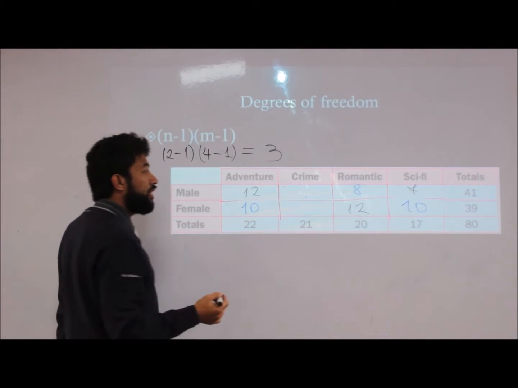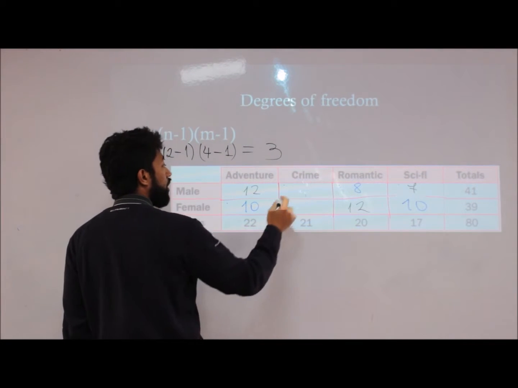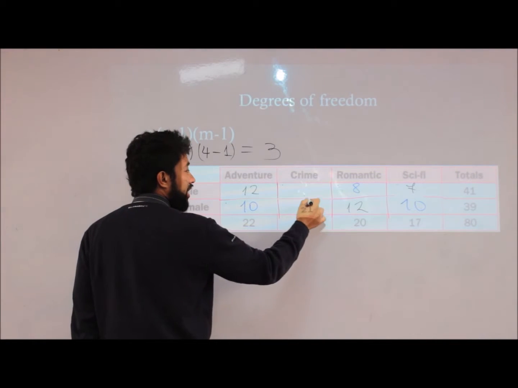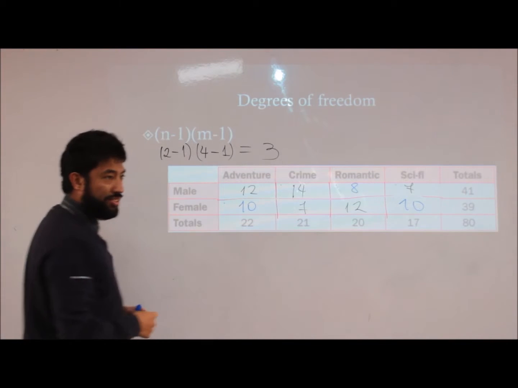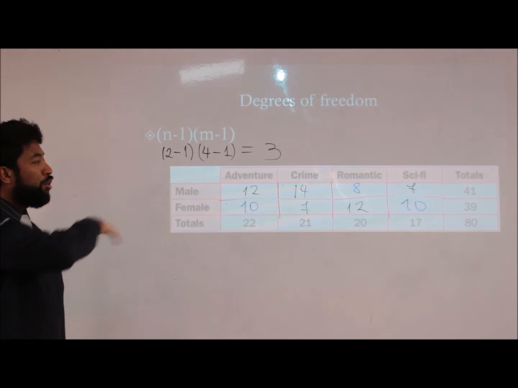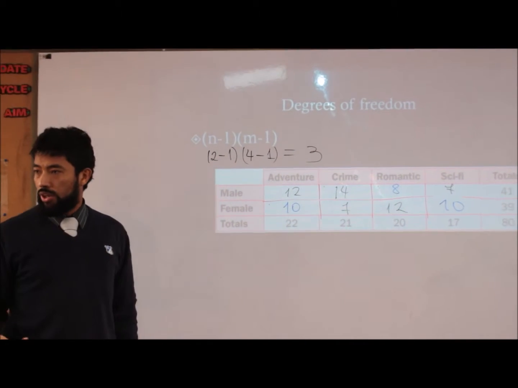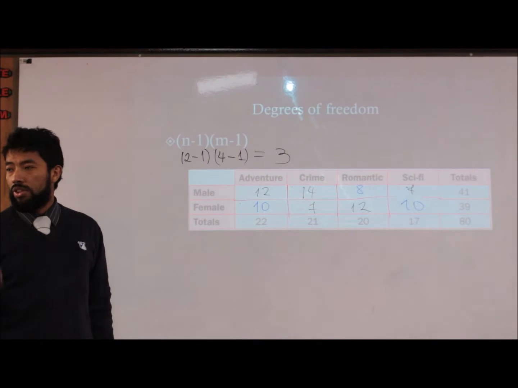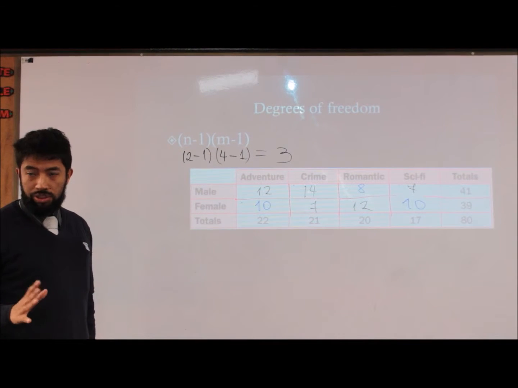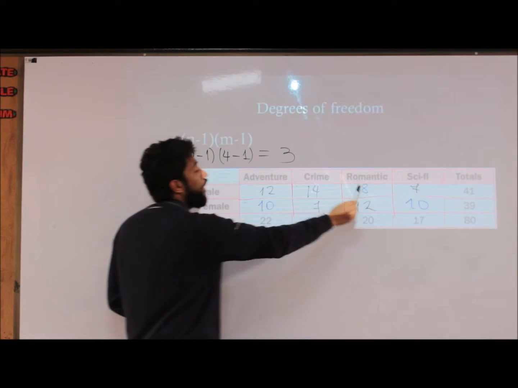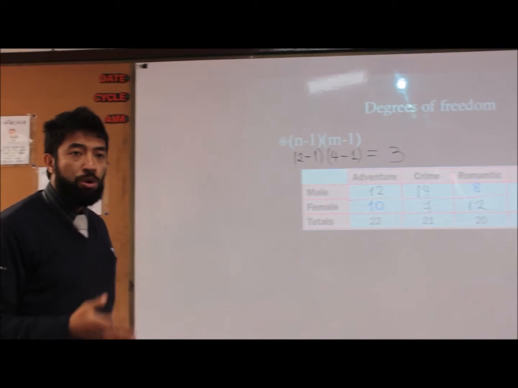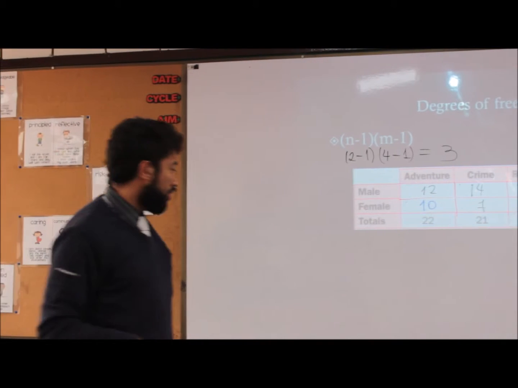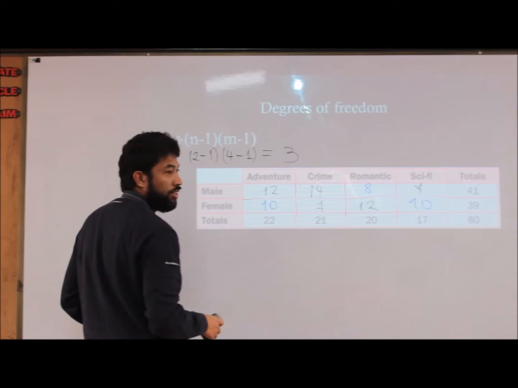What will be this one and this one? 7. Which one is 7? Crime female, 7. And this one, 14. So how many blue numbers? 3. How many degrees of freedom? 3. The 3 numbers that you could write at the beginning. Up to this point, clear or not? Yes. Okay.